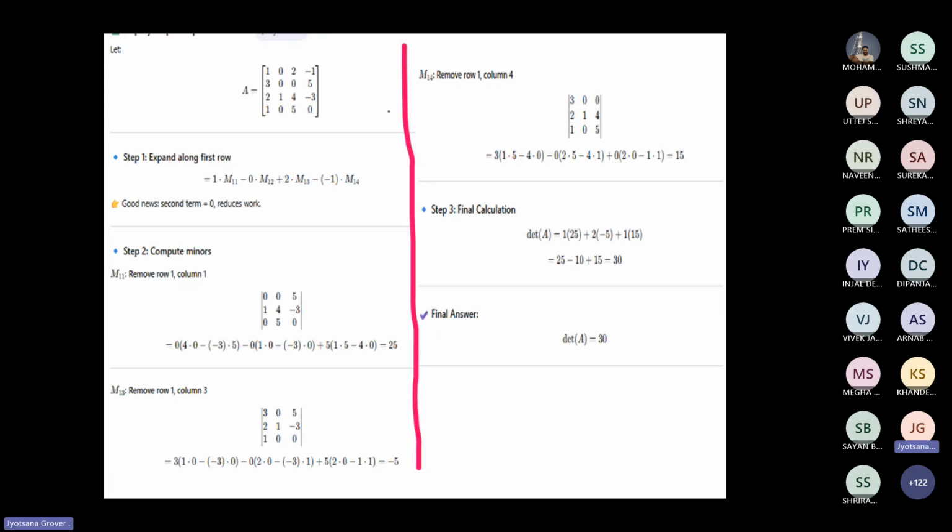Okay, this is the calculation. You can see you just have to substitute the values. That's it. Do you want me to do this, or do you want me to show a simpler way of calculating the determinant? Yeah, let it be simpler.